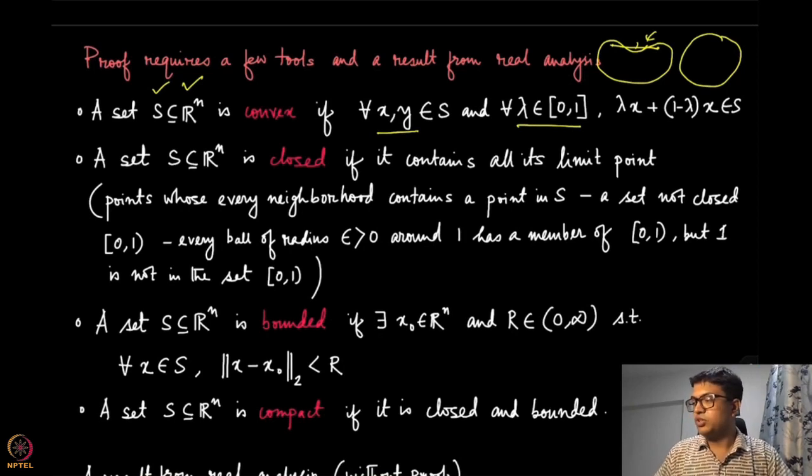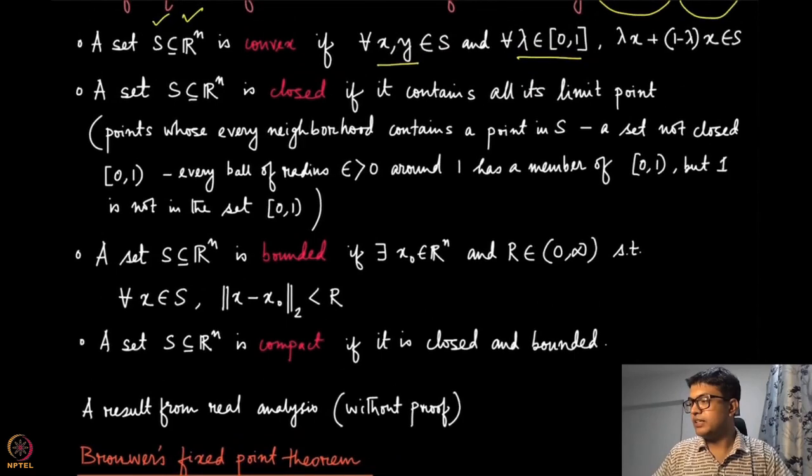Okay, so the second definition is about closedness. So we say that a set is closed when it contains all its limit points. So what does a limit point mean? Limit points are those points for a set where every neighborhood of that point contains a point in S. So let us think about this.